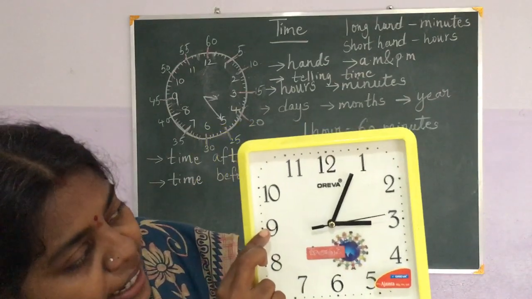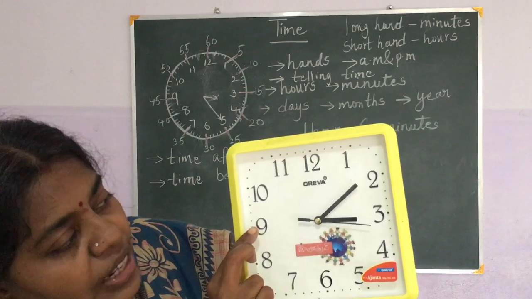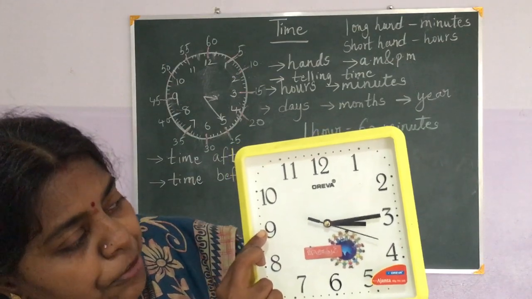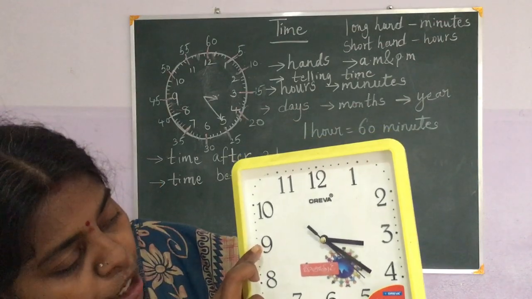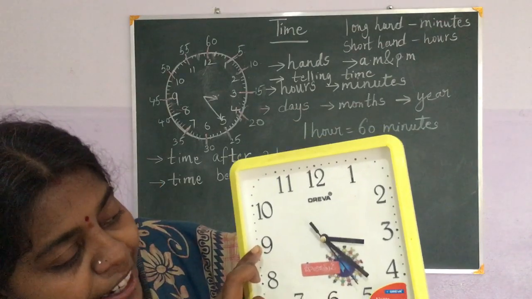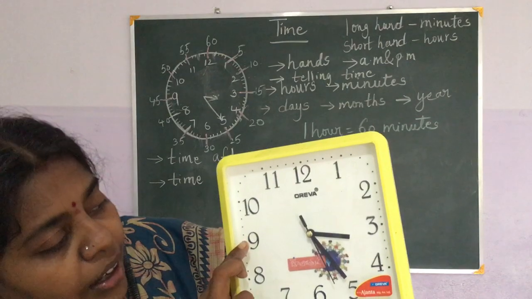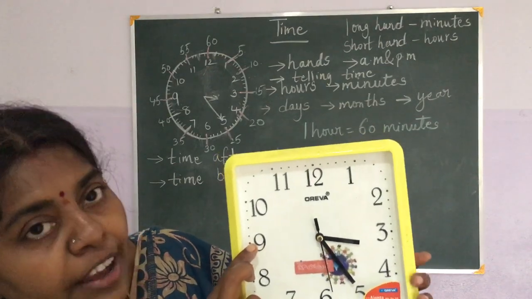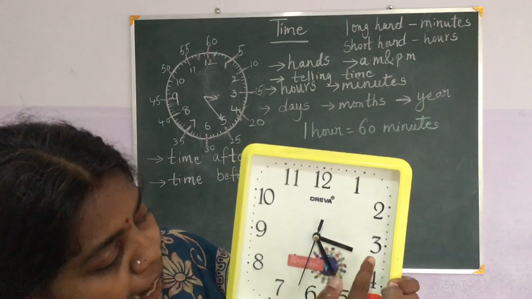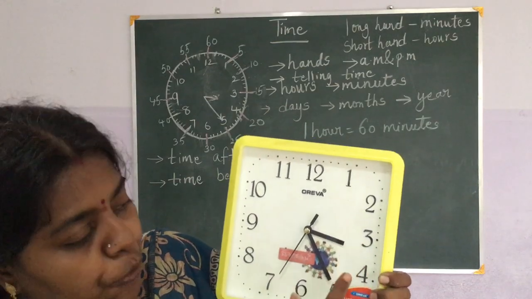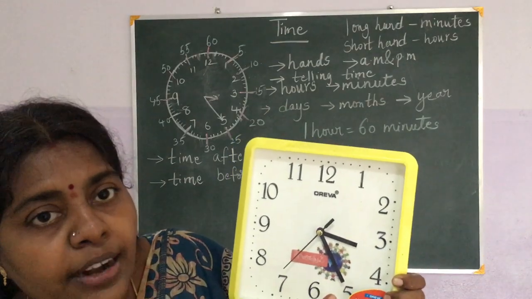If I keep at 1, 3:05; at 2, 3:10, 3:15, 3:20, and I want 3:25. 25 means 5 fives are 25. So, the long hand is at 5. Now, what is the time? It is 3:25. Now, you observe the short hand. It is between 3 and 4 and the long hand is at 5.